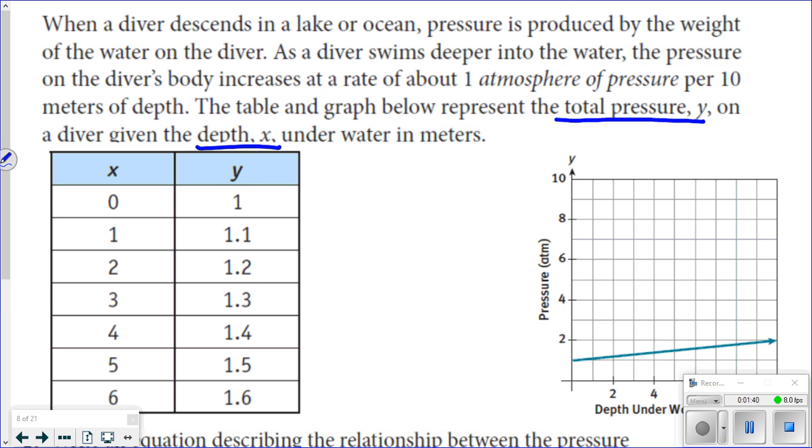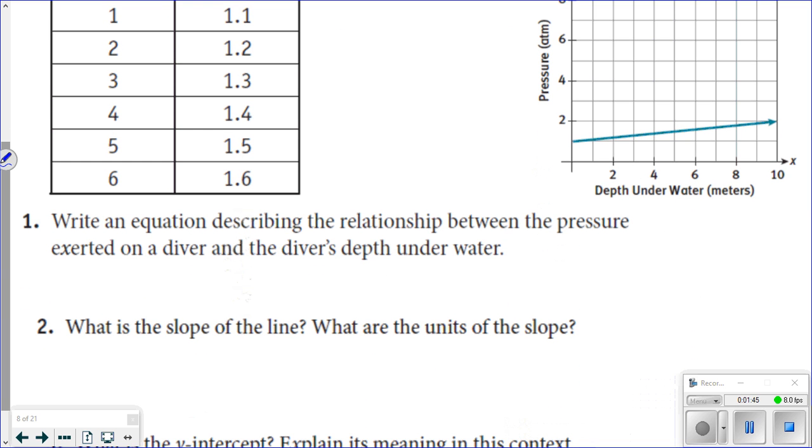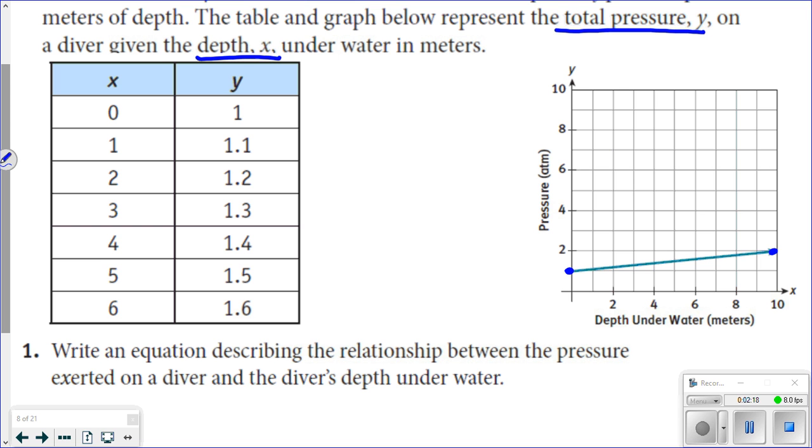Okay, so question 2 says, what is the slope of the line? Okay, remember, we can find the slope 2 different ways. We can use the graph, and we can find 2 points, and I think there's one here and here, and we can count rise over run. Or, remember, we can pick 2 points and use the slope formula using our table.